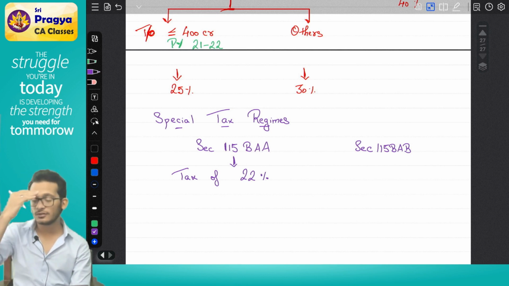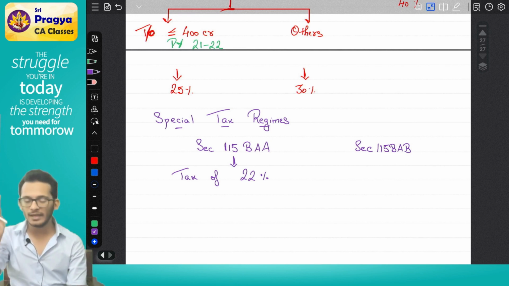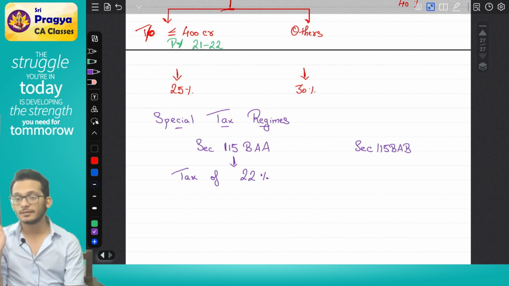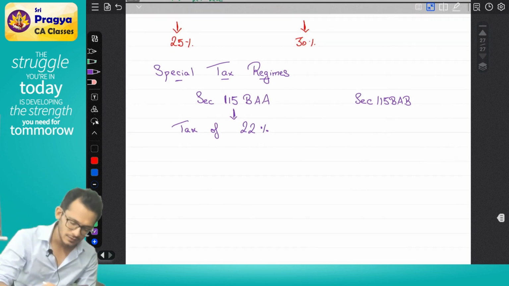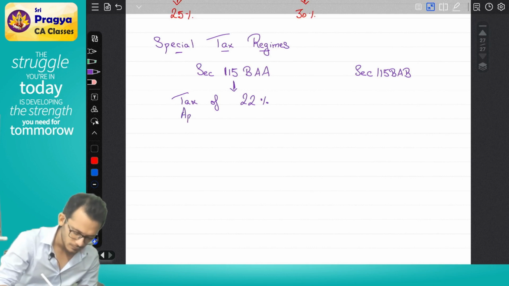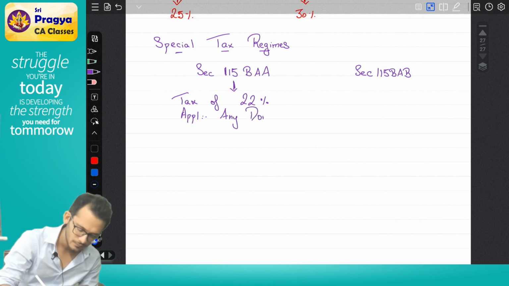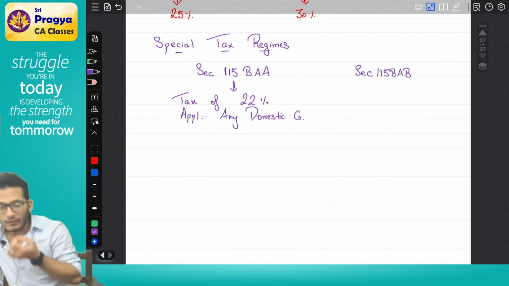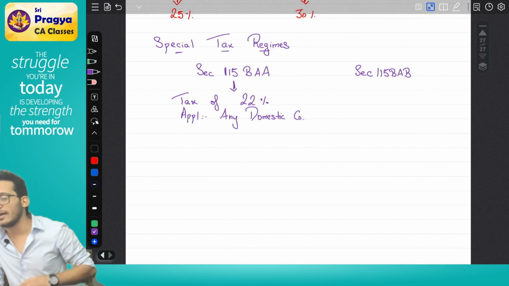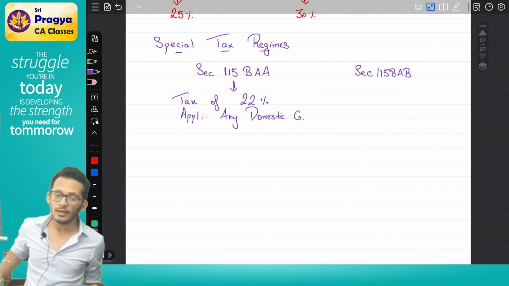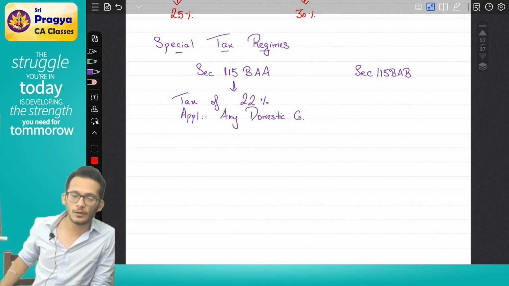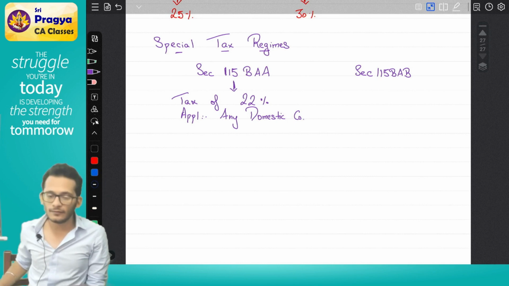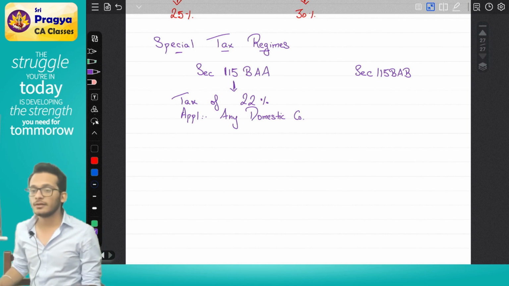You don't have to choose turnover. You don't have to choose any other logic. I don't care about anything. I will give you 22%. This 22% is applicable for any domestic company. So I'm saying that if you are a domestic company and you are ready to let go of some items, you can come to me and I will give you a tax rate of 22. Clear?